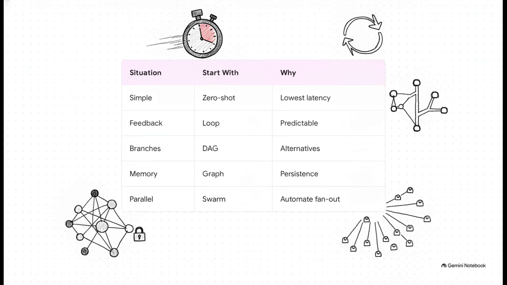This breakdown acts as a perfect cheat sheet for builders. It maps the exact architectural level you need directly to your specific scaling bottlenecks. If you've just got a simple question, hey, stick to zero-shot prompt for the lowest latency. Need to handle repeated feedback? Use a loop. Trying to preserve alternate experiment branches? Go with a commit DAG. But if you have facts that absolutely must survive across sessions, you absolutely need the persistent shared memory of a knowledge graph. Finally, for massive parallel work, a dynamic workflow automates that fan-out.